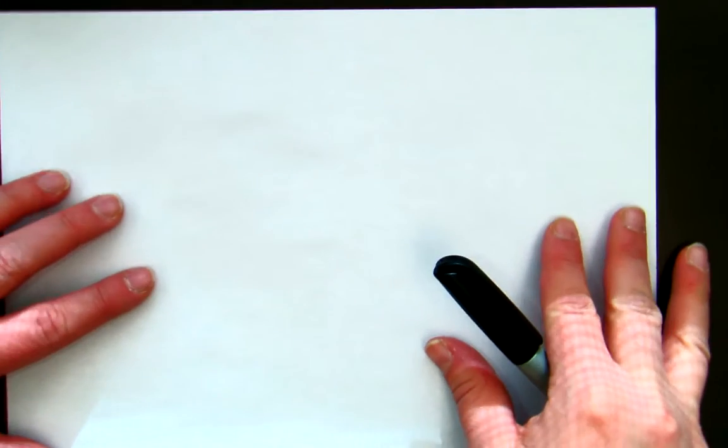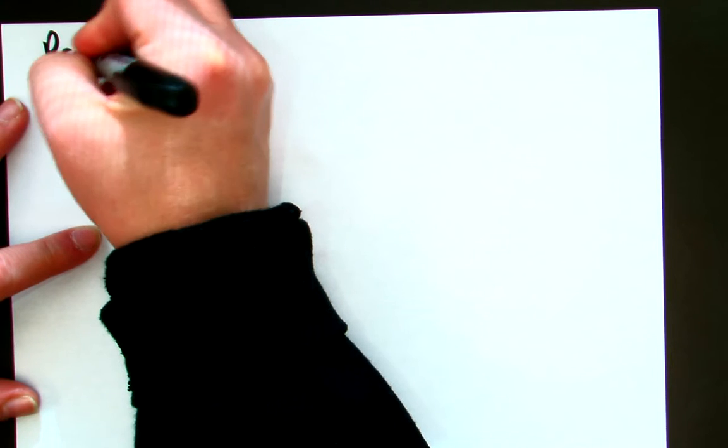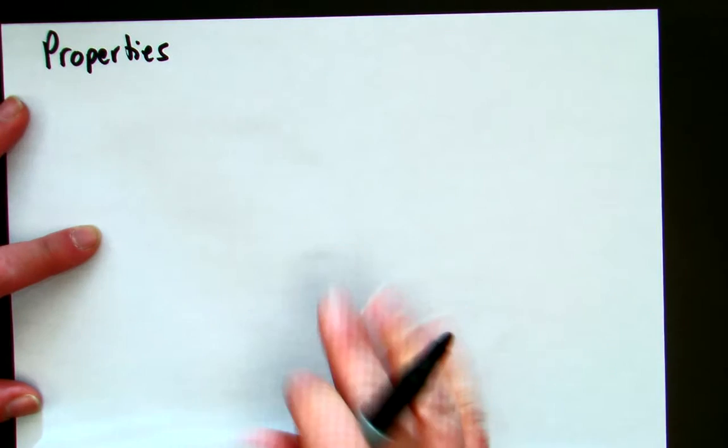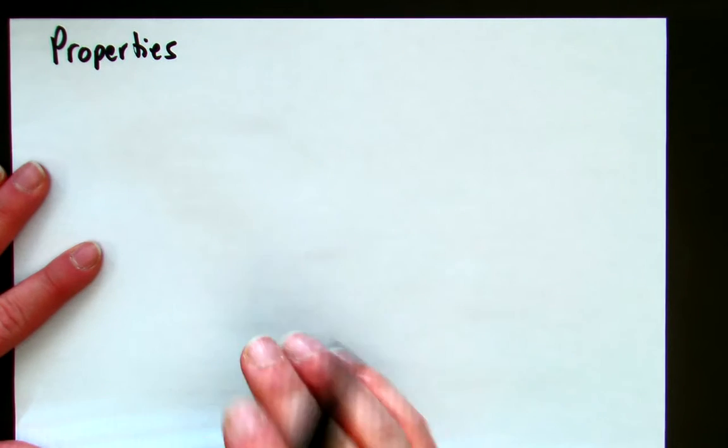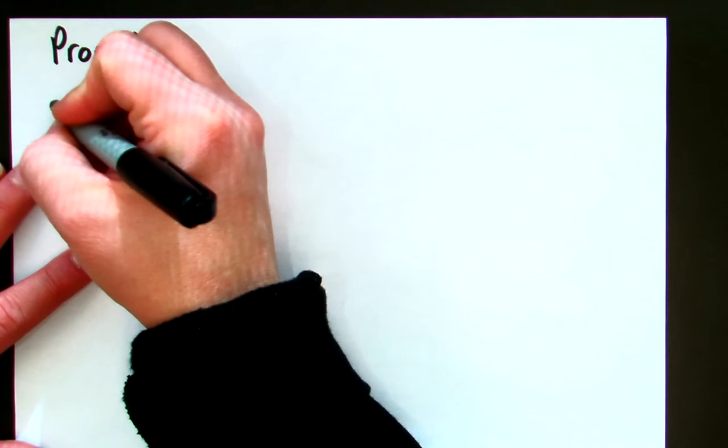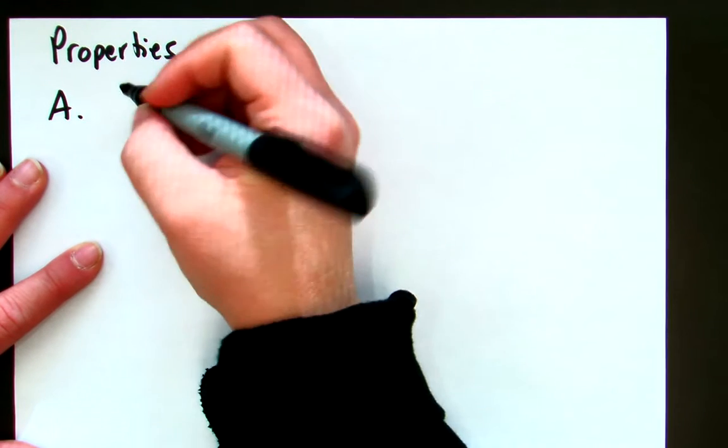Now we're going to look at some properties and some laws that will allow us to calculate limits. We're not going to do a lot of thinking about these properties when we're doing the math, but they do exist and they are there for us to work with. So the first property is constant.